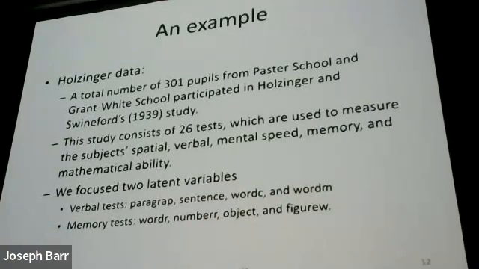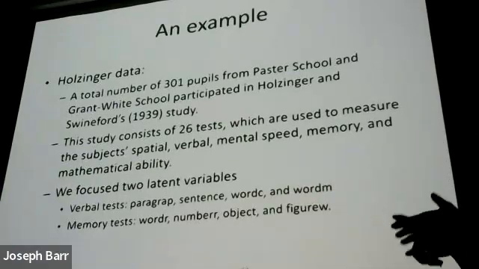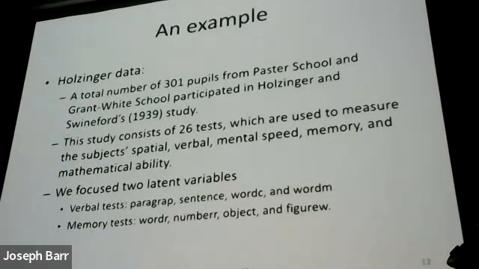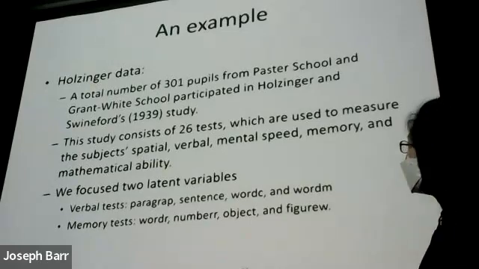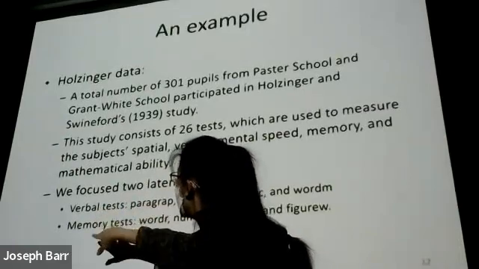So again, this is all the data. We have some students from P school, Pasteur school, and some students from GW school, Grant-White school. In the original test, we have 26 tests. They are trying to measure people's spatial, verbal, mental speed, memory, and mathematical abilities. So suppose that we're going to test verbal and memory tests for this example.